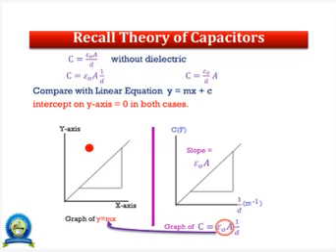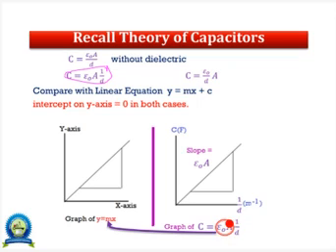Now let's quickly look at this. I have C is equal to epsilon naught A over D, without dielectric. Are you following me? I want to compare this equation with a linear equation. Do you agree with me? This is a linear equation. Do you agree this is a linear equation? Yes, sir. Okay, let's look at it from this figure now.